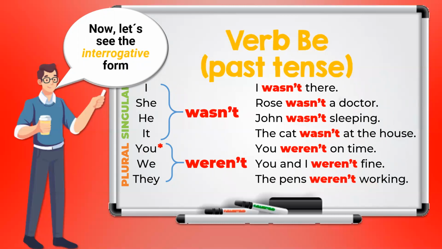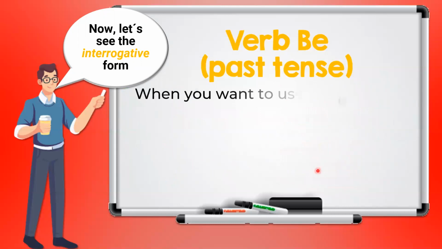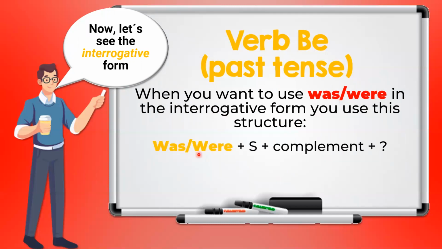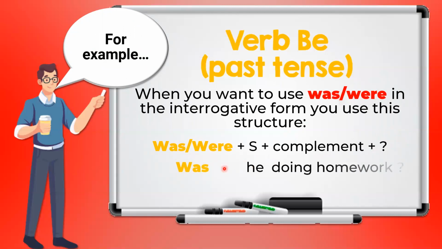Now, let's see the interrogative form. When you want to use was or were in the interrogative form, you use this structure. Was or were, the subject, the complement, and the question mark. For example, was he doing homework? Was, the subject he, the complement, doing homework and question mark. Were they your parents? Were, the subject they, complement, your parents, question mark.